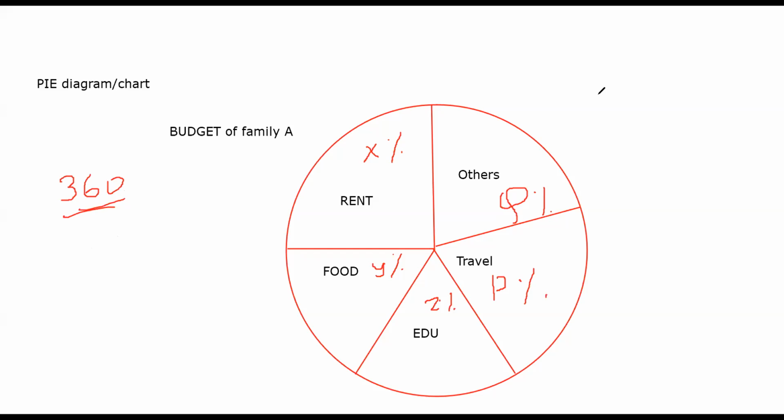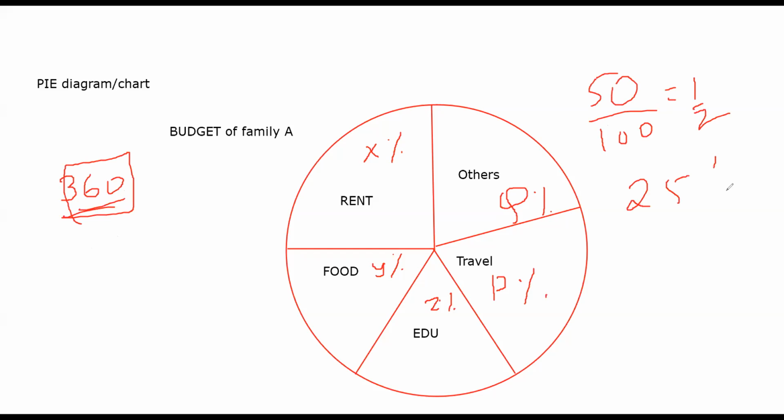So if you are using 50%, 50% is 50 by 100, half, okay, half of it will be allocated for rent. Or for example, let's suppose 25%, that is 1/4, meaning 90 degrees, okay, 90 degrees comes for rent. That is how you will be able to allocate these. I hope you are understanding.